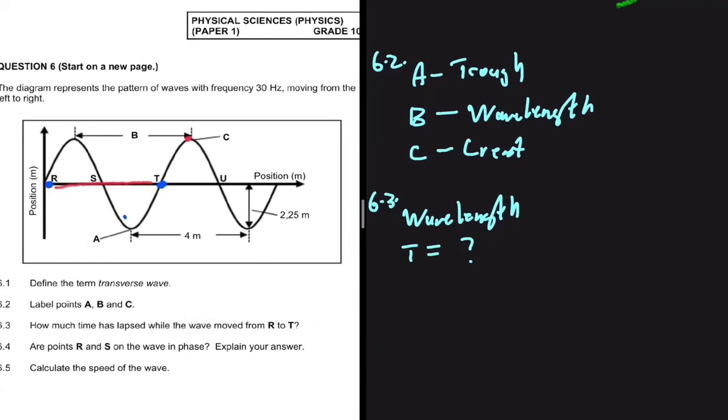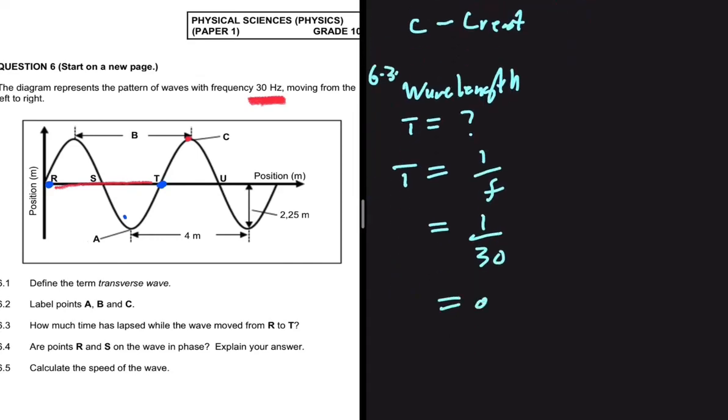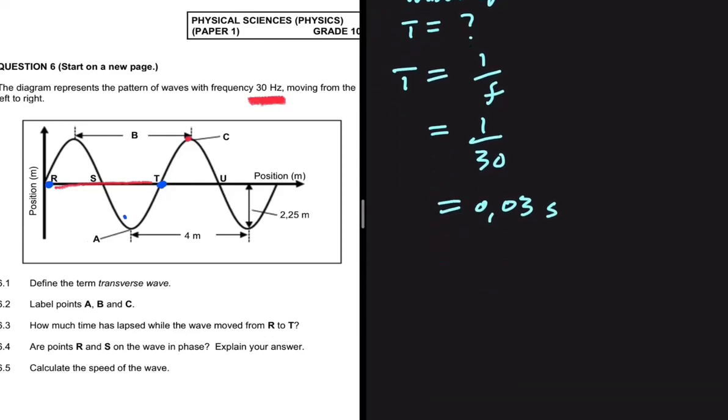If you look at the question statement, you're going to realize that we are given a frequency of 30 Hertz. And we know fully well that the period is equal to 1 divided by frequency. So this is just going to be equal to 1 divided by 30, which is equal to 0.03 seconds. So that is the time elapsed while the wave moved from R to T, the period of the wave. Let's look at 6.4.